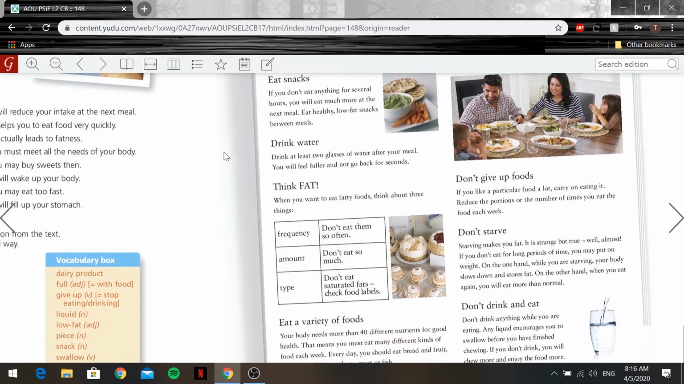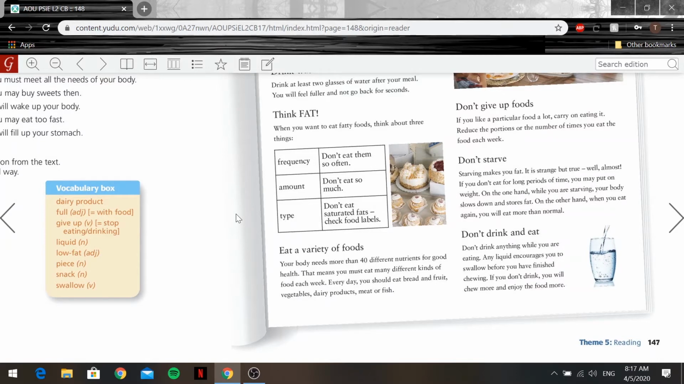Think fat. When you want to eat fatty foods, think about 3 things: frequency, amount, and type. So frequency, don't eat them so often; amount, don't eat so much; and type, don't eat saturated fats, and check food labels. Eat a variety of foods. Your body needs more than 40 different nutrients for good health. That means you must eat many different kinds of food each week. Every day, you should eat bread and fruit, vegetables, dairy products, meat, or fish.